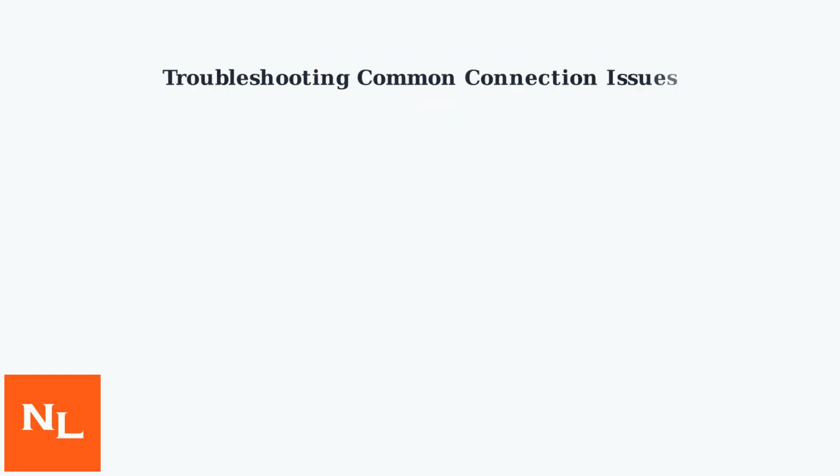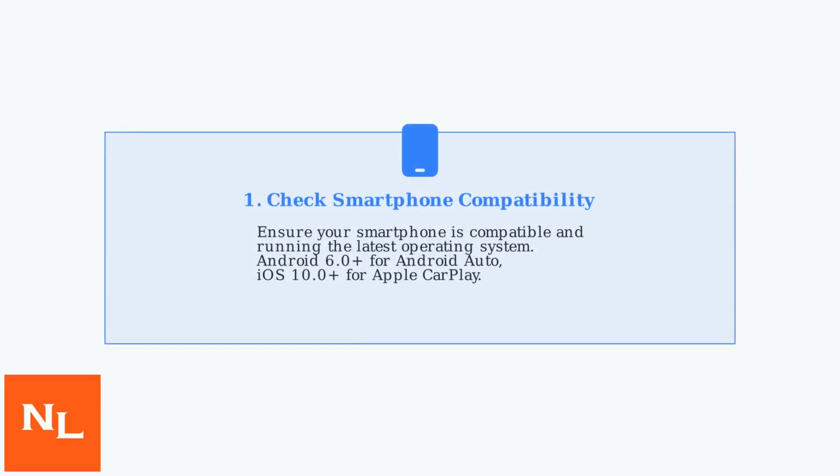When encountering connection problems with Android Auto or Apple CarPlay on your Kia Ceed III, systematic troubleshooting can quickly resolve most issues. First, ensure your smartphone meets the compatibility requirements. For Android Auto, you need Android 6.0 or later. For Apple CarPlay, iOS 10.0 or newer is required. Also verify that your phone's operating system is fully updated.